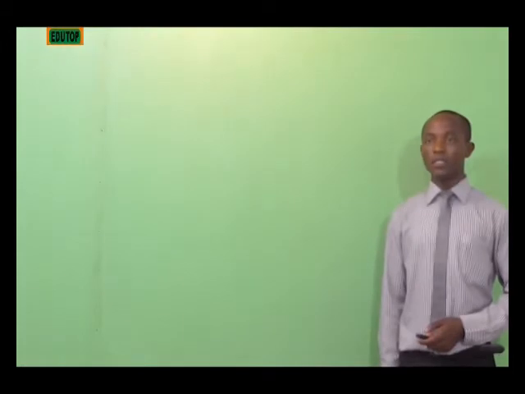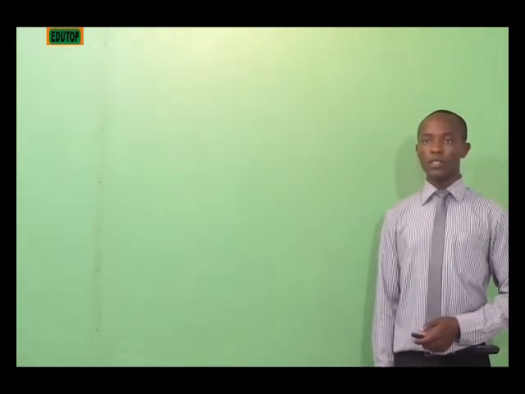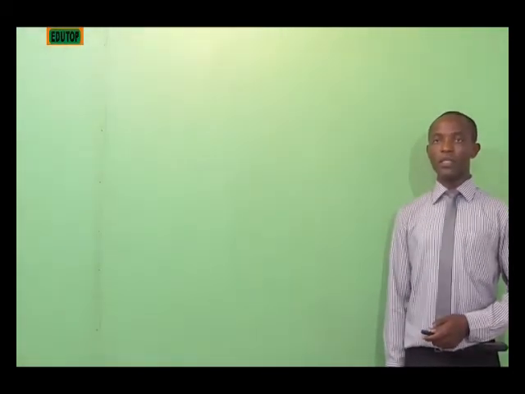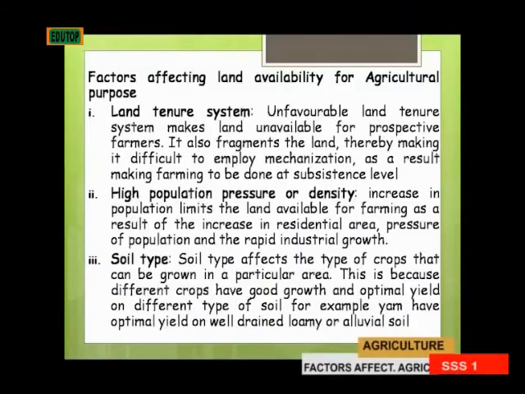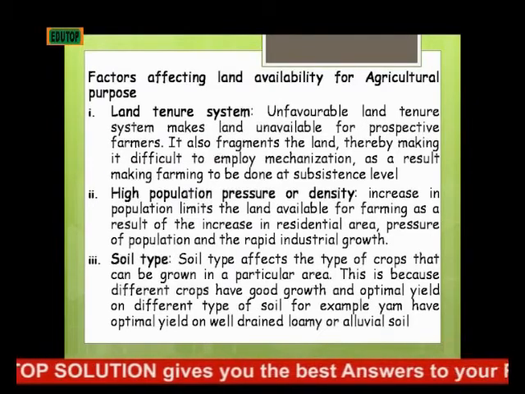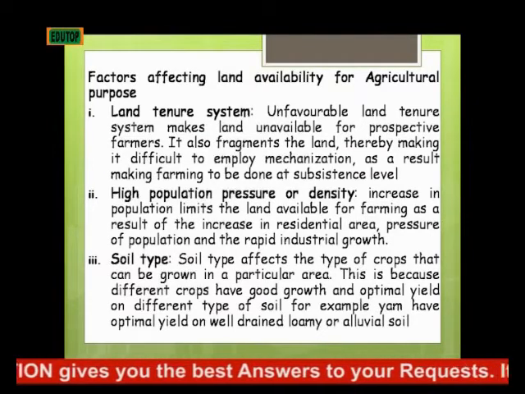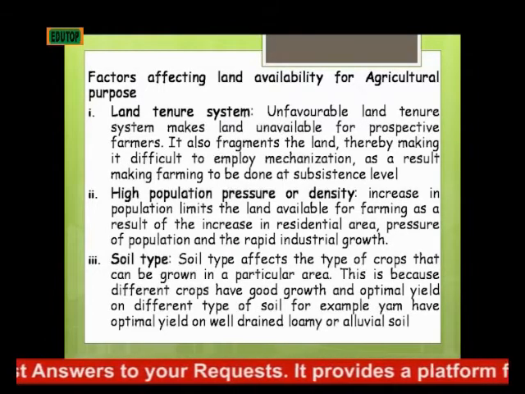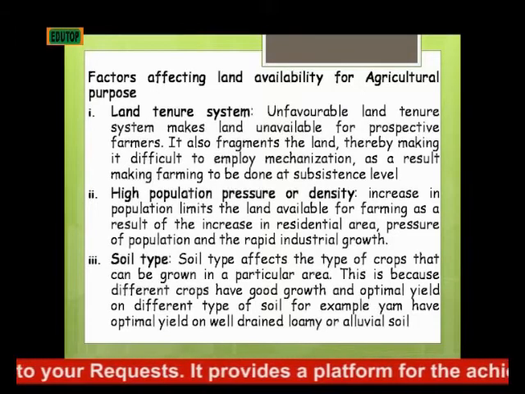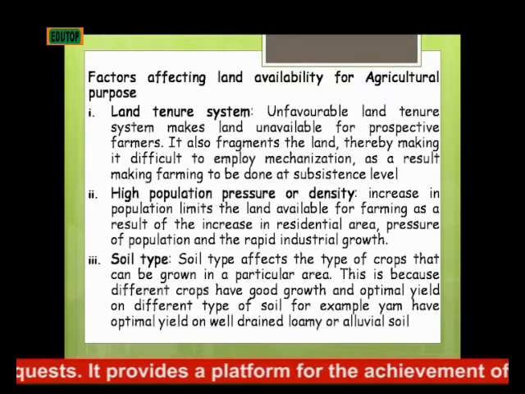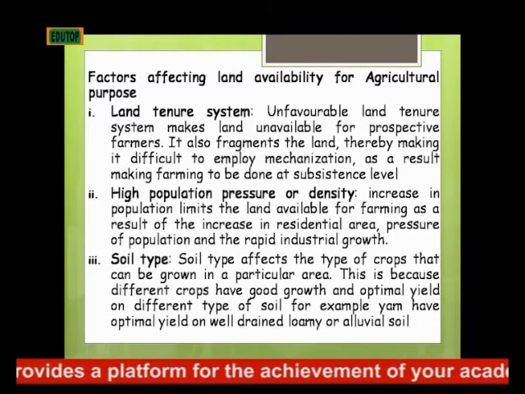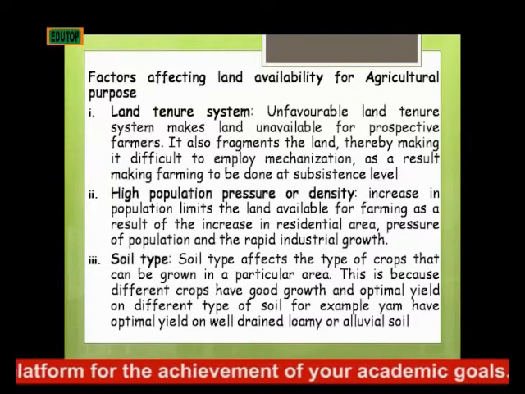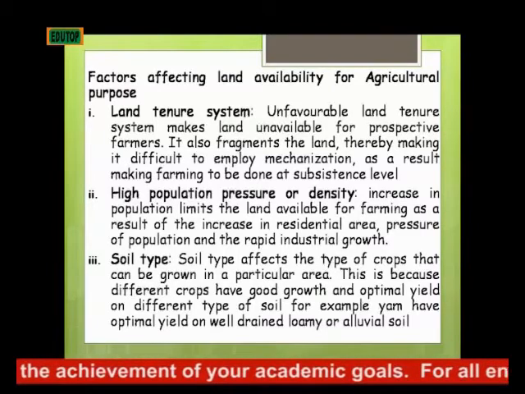Now we come to factors affecting land availability for agricultural purposes. 1. Land tenure system. Unfavorable land tenure system makes land unavailable for prospective farmers. It also fragments the land, thereby making it difficult to employ mechanization as a result of making the farming to be done at subsistence level. That is, land tenure system most of the time results in subsistence level of farming.